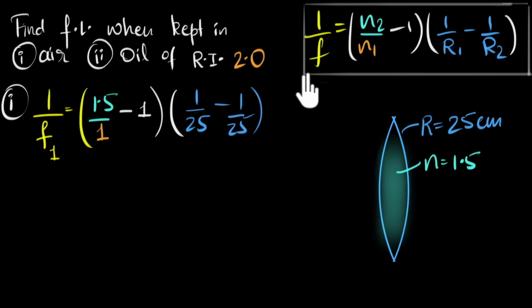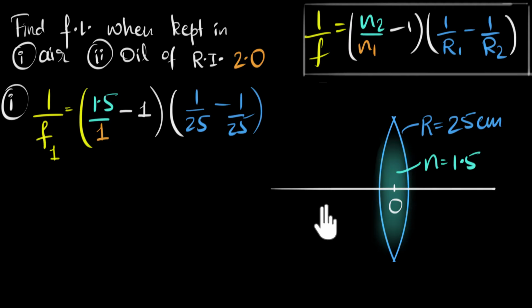Remember, whenever you're substituting into a formula, please use sign conventions. Sign conventions are extremely important. The signs that we use over here are Cartesian sign conventions, and the convention goes like this. Let's first draw a principal axis. Let's call this the optic center. We are always going to choose the incident direction as positive.